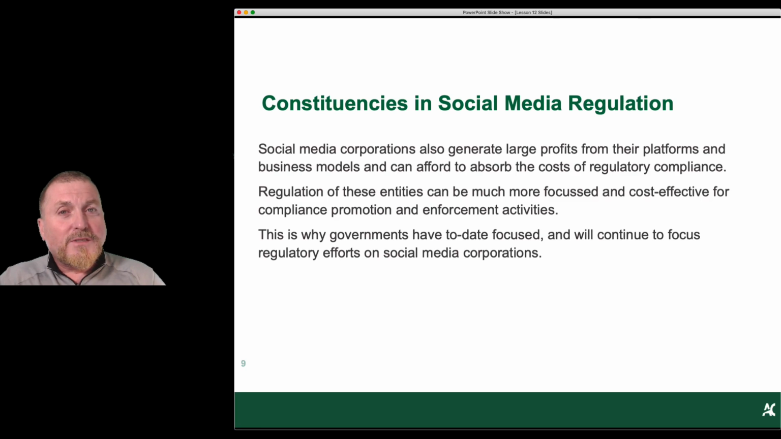And social media corporations also generate large profits from their platforms, as we've discussed before, right? And business models, and it can afford to absorb the cost of regulatory compliance. Regulation of these entities can be much more focused and cost-effective for compliance, promotion, and enforcement activities.